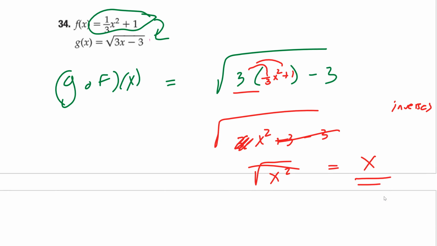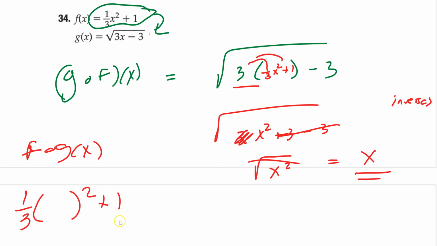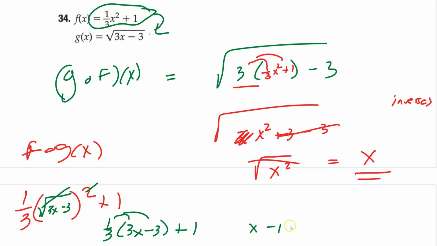And again, if you want, you could do it the other way also. You could plug g into f. So I'm going to plug that into there. F is this. And let's plug in the g function, which was this thing. First thing that happens, the square and the square root cancel out. You get 1/3 of 3x minus 3, plus 1. Then we distribute the 1/3, and I get x minus 1 plus 1. And then the 1s cancel, and you just get x.